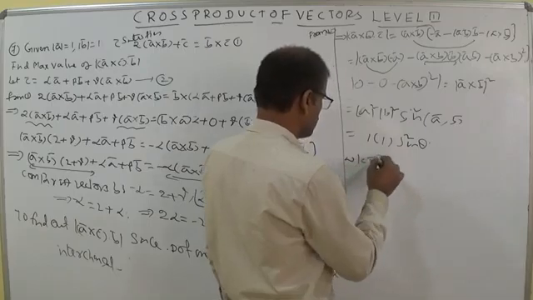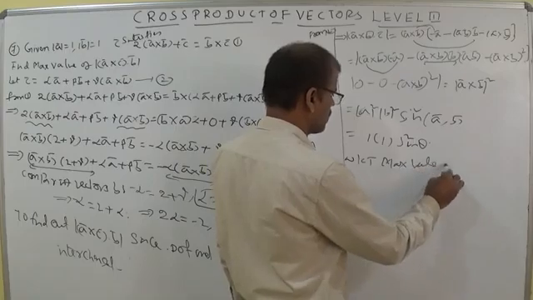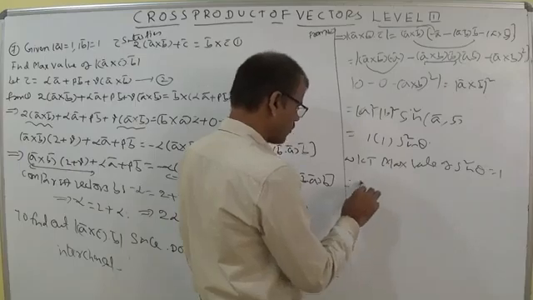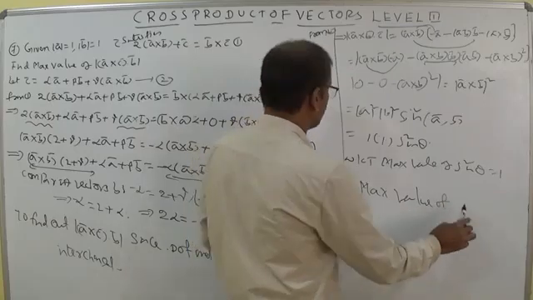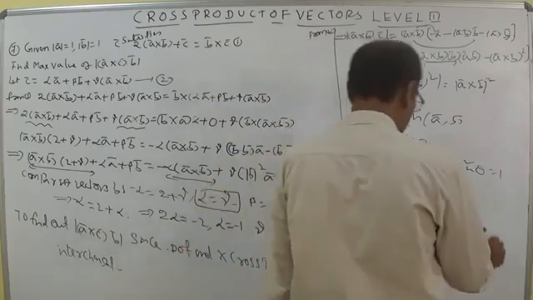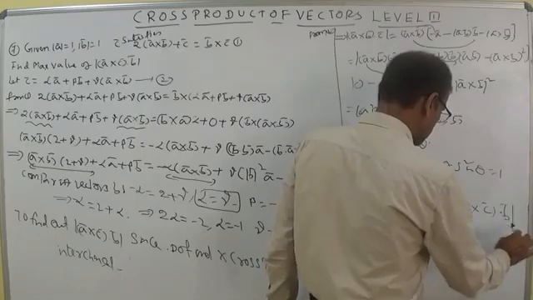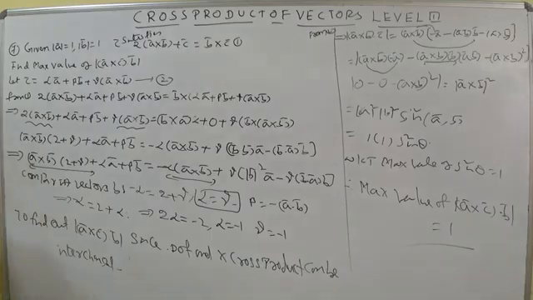We know that maximum value of sine square theta equal to 1. Therefore, whatever the question asked, maximum value of the question modulus of A cross C dot B is equal to minus 1, plus 1 maximum value. Whenever it is minimum value, it is minus 1. According to modulus, the maximum value is plus 1. 1 is the correct answer.